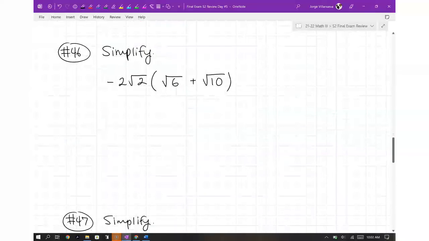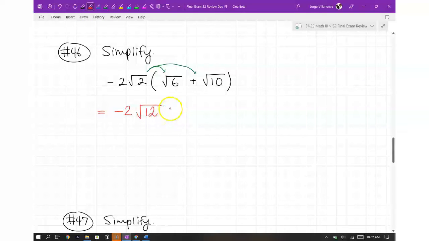So notice 46. Same idea, just that I have to distribute, right? Negative 2 radical 2 times radical 6, and then plus a negative 2 radical 2 times radical 10. So I'm going to have to distribute this thing over. So if I do that, I get negative 2 radical 2 times radical 6 is radical 12.